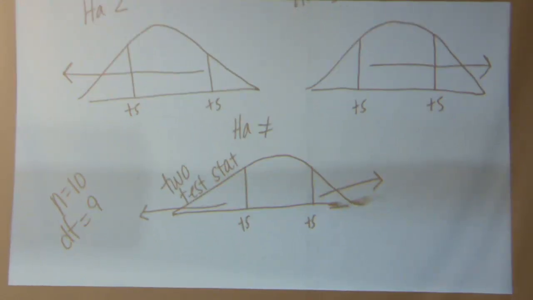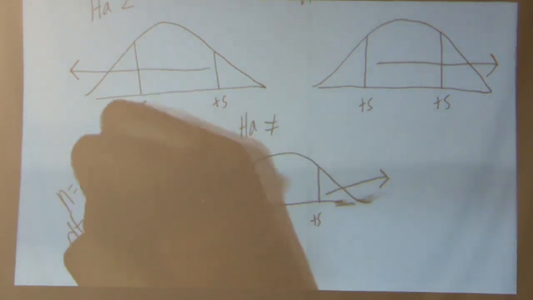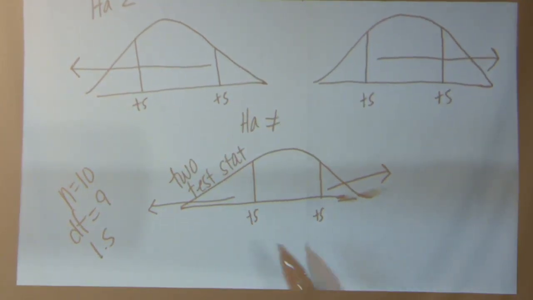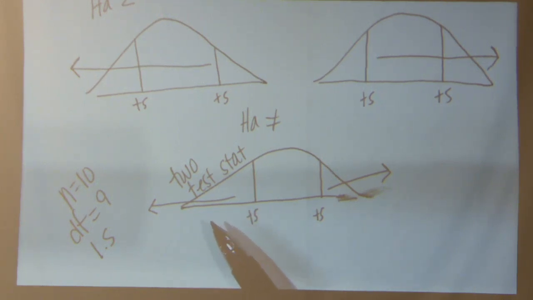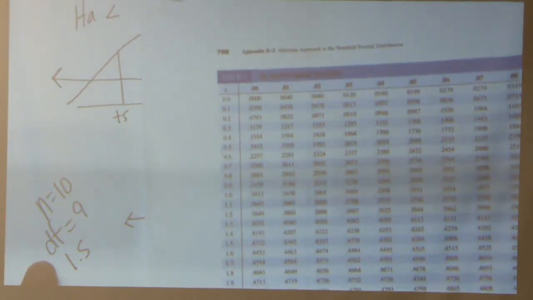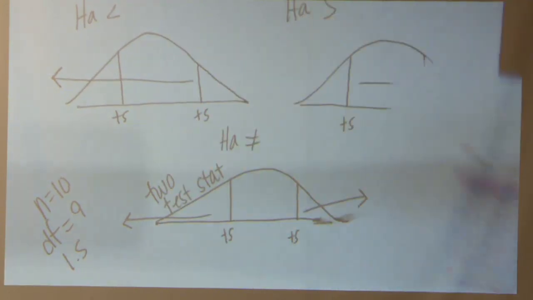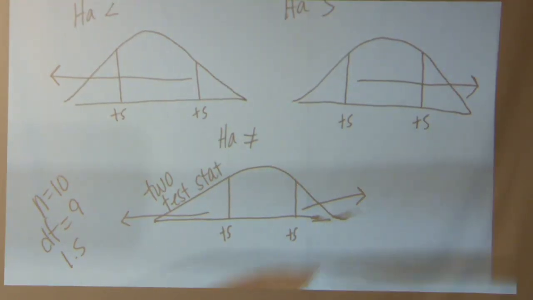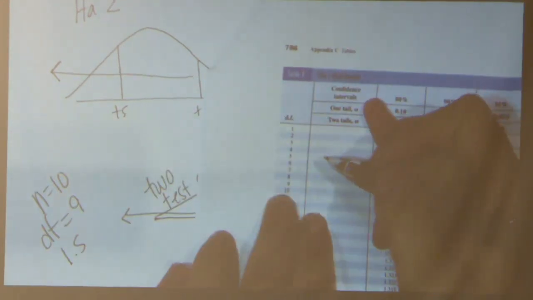Let's say we got a test statistic of 1.5. To find the p-value for a t-tailed test, you have to first look at your degrees of freedom. So if we were to have a degrees of freedom of 9 on the charts, you would go to where your degrees of freedom is 9. So degrees of freedom is 9.